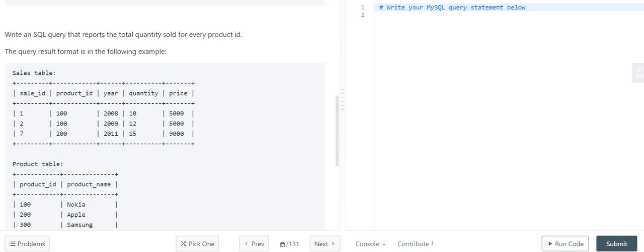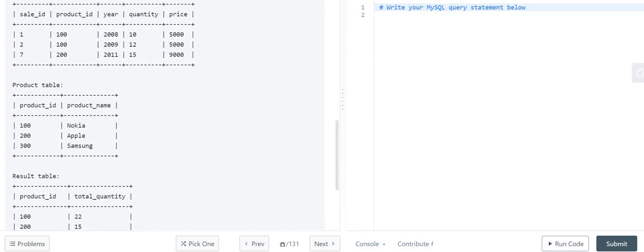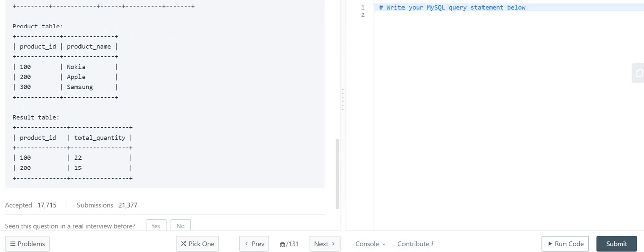And the second row you have 200, 2009, 12, 5000, and in the third row you have 7, and product ID is 200, year is 2011, and quantity is 15, and price per unit is 9000. Then you have a product table where it says product ID is 100 is Nokia, and 200 is Apple, and 300 is Samsung. Basically a list of phones probably. And the result table has product ID and total quantity: 100 has 22 quantities sold, and 200 has 15 quantities sold.